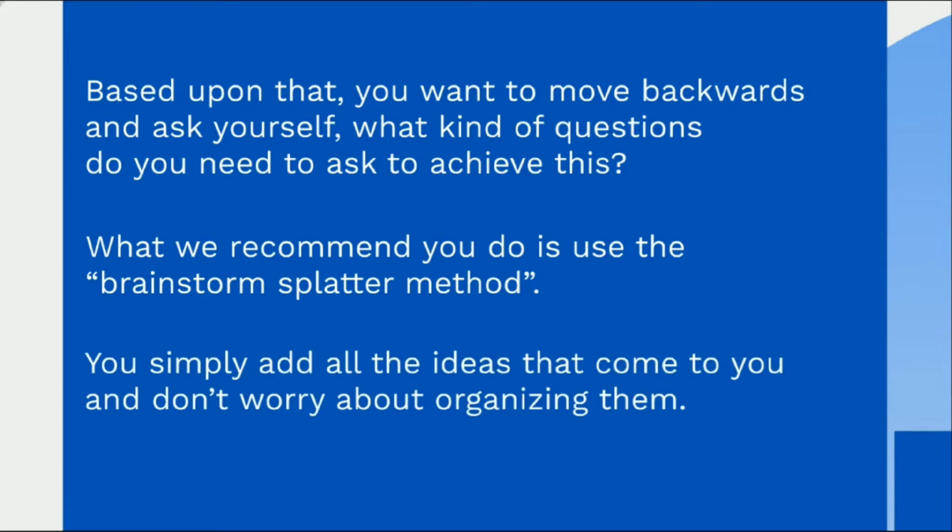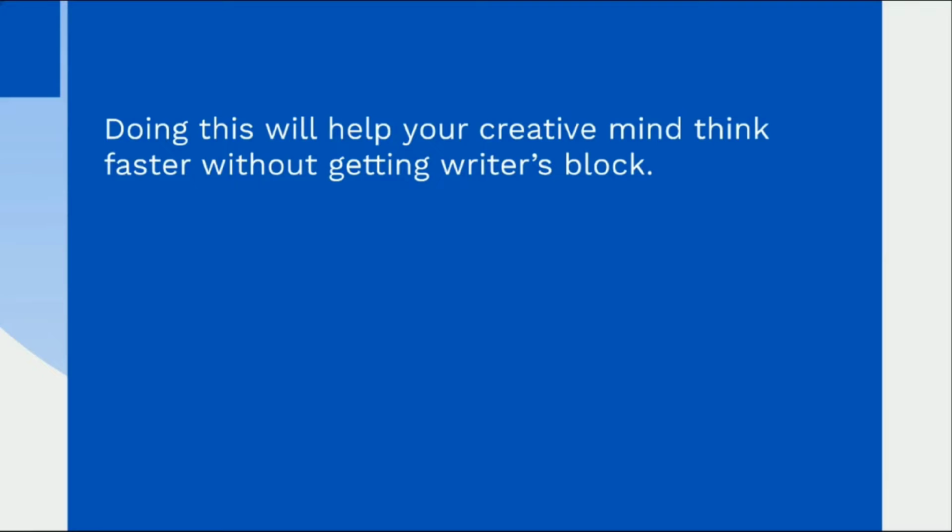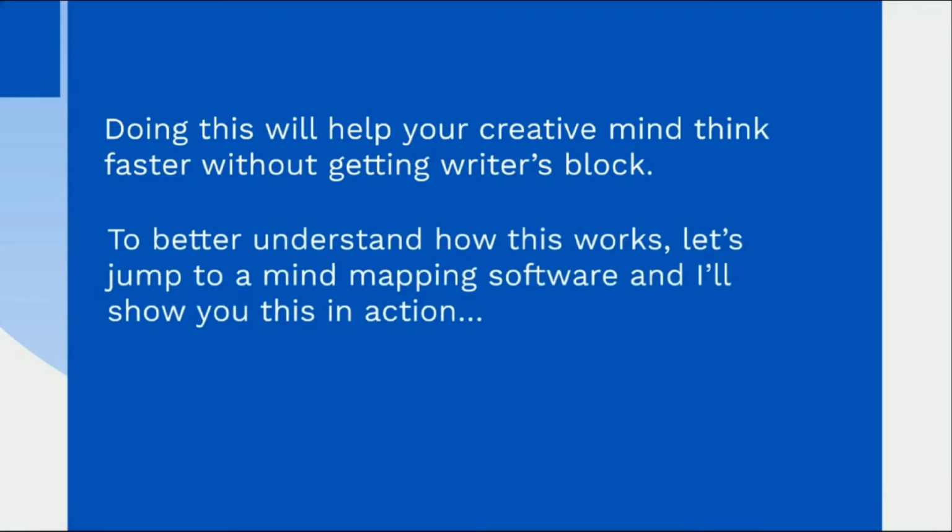All right. So you simply add all of your ideas that come to you and jot them down. It doesn't matter where they are on the piece of paper. They just need to be on the piece of paper. So no order, no organization, or anything like that. Now, doing this will help your creative mind think faster without getting writer's block. Now, to better understand how this works, let's use an example. Let's jump to a mind mapping software and use the brain splatter method. And I'm going to show this to you in action.